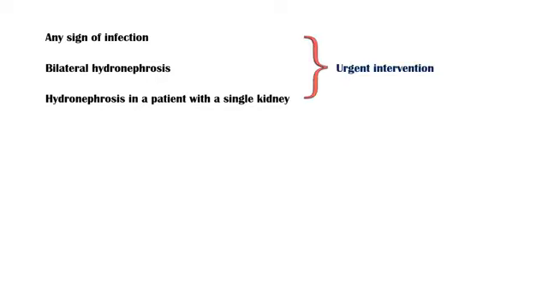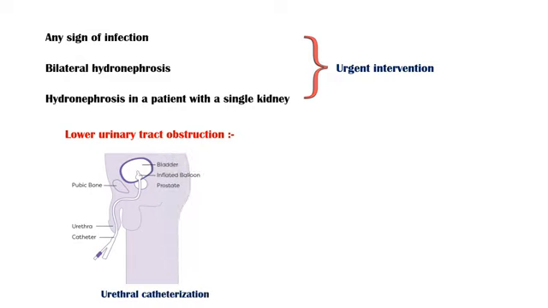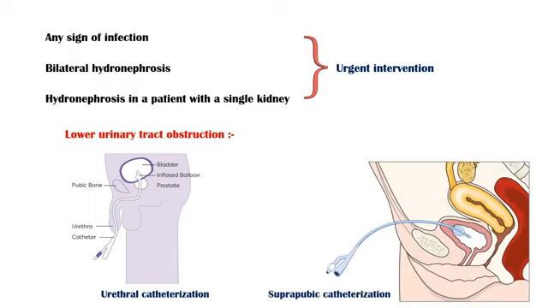If the obstruction is in the lower urinary tract, such as the bladder, neck, or urethra, urethral catheterization may be done. However, it is important to note that the pathology itself may complicate the insertion of a urinary catheter. For example, if there is a urethral stricture, catheterization may be difficult to perform. If urethral catheterization fails, suprapubic catheterization may be indicated.